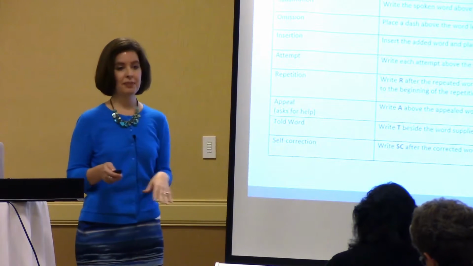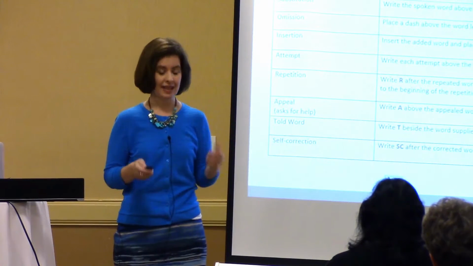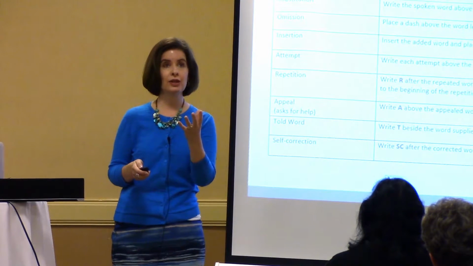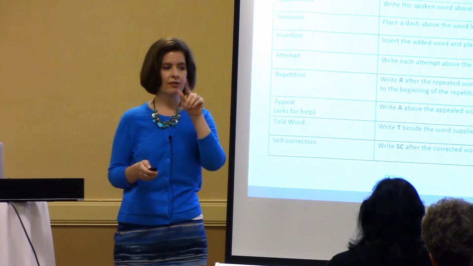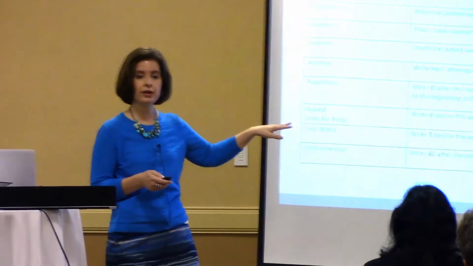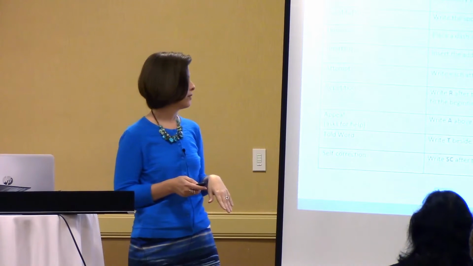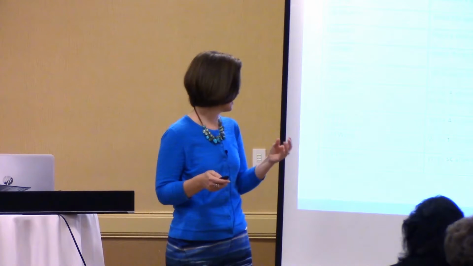An appeal. Have you ever been reading with a student and they look up at you for help? That's what an appeal is. It means they came to a word and didn't know it and they looked at you. You want to make a record of that with an A. If you actually go ahead and tell them the word, that's the next one. Write a T beside the word supplied by the reader. "Can you see my," and they looked at you and you told them the word. The word was "eyes." So you put a mark there, and you want to record that as well.